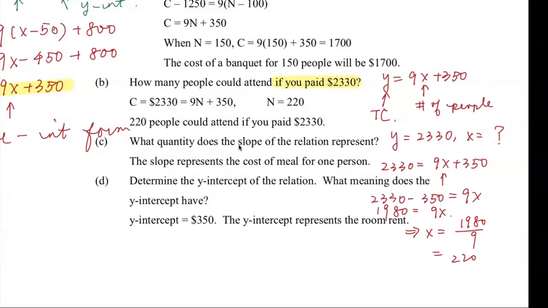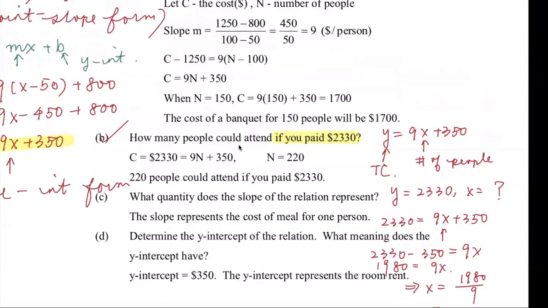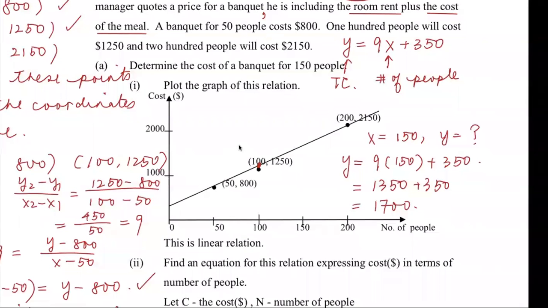Let's look at part C. That's part B, right? Part B is done. What quantity does the slope of the relation represent? So let's come back to the graph. This might be a little bit hard to understand. The slope here actually represents how much one meal costs.